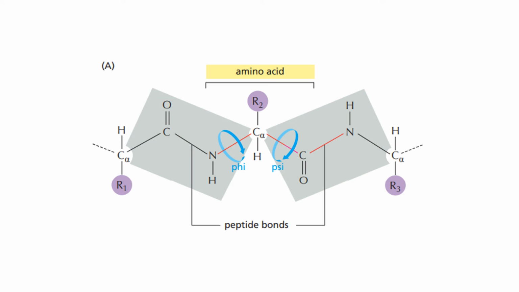Rotation can occur about the C-alpha C bond, whose angle of rotation is called psi, and about the N C-alpha bond, whose angle of rotation is called phi. And the conformation of the main chain atoms in a protein is determined by one pair of psi and phi angles for each amino acid.